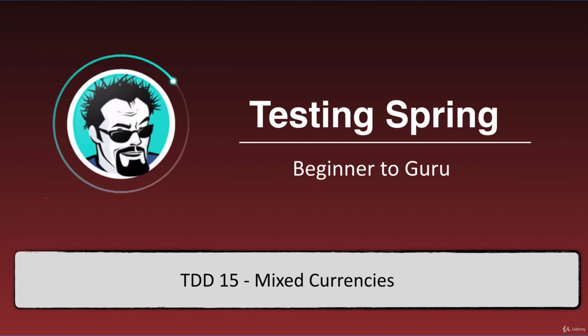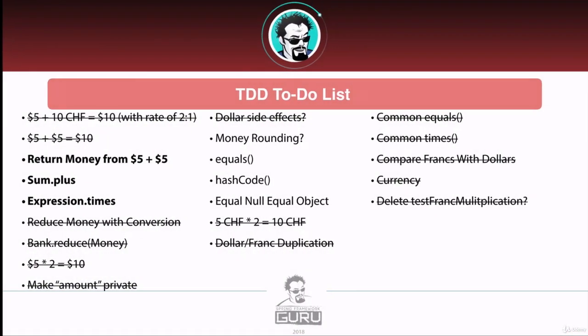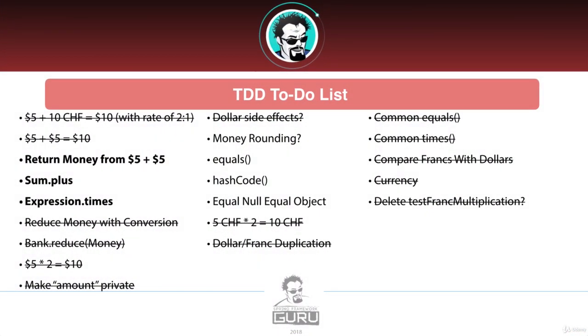In this video, we are going to look at Chapter 15 of Test-Driven Development by Example, and the title of the chapter is called Mixed Currencies. So in this, we're going to actually tackle 3 different items off our to-do list. So we're going to do the return money from 5 plus 5, sum plus, and expression times.